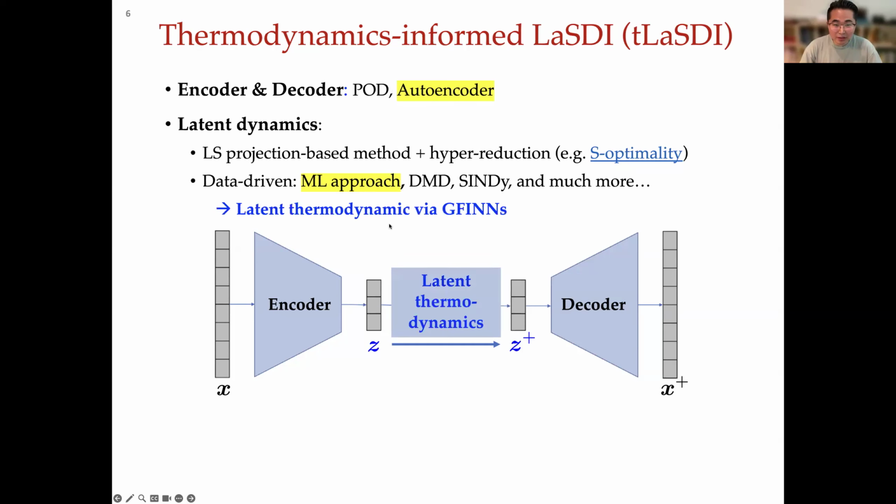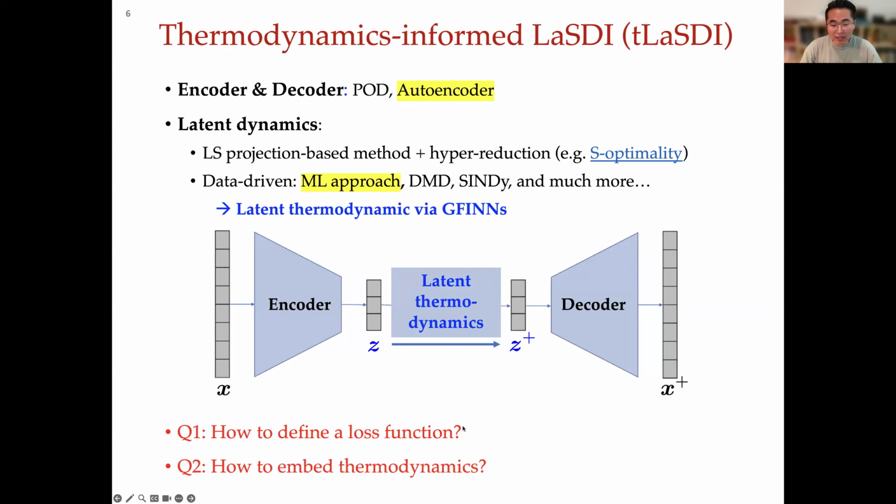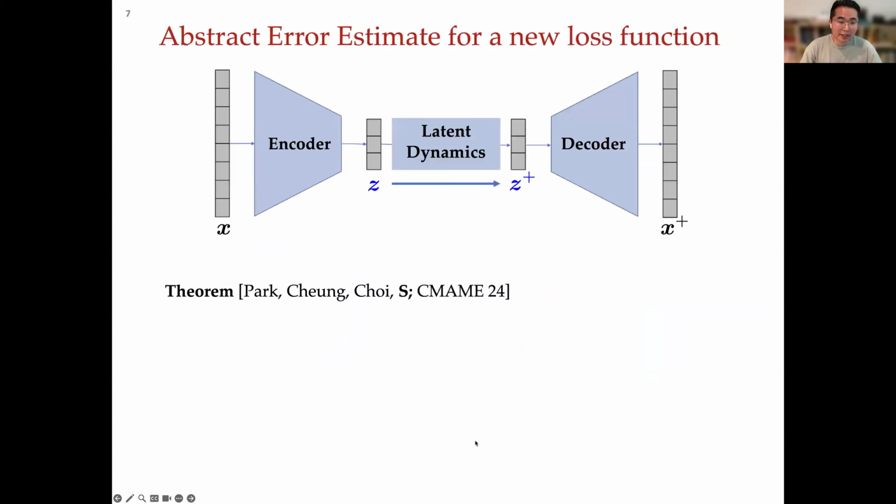More specifically, I am going to talk about what kind of advantage we may get if we model this latent dynamics using thermodynamic structure. Then naturally, two questions arise. One is how to define a loss function, or a more mathematically rigorous way of defining a loss, because now we have an encoder term and a decoder term, so there must be some rigorous way of defining a loss. And the second one is thermodynamics, and how do you embed thermodynamics, especially for the parametric case.